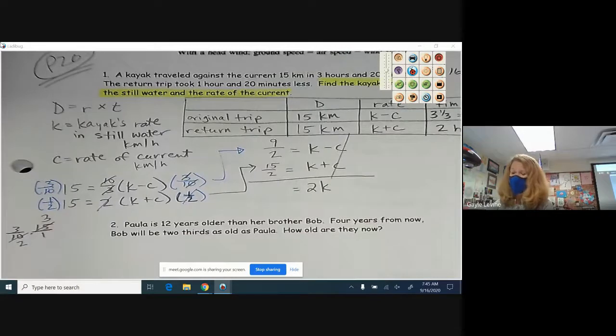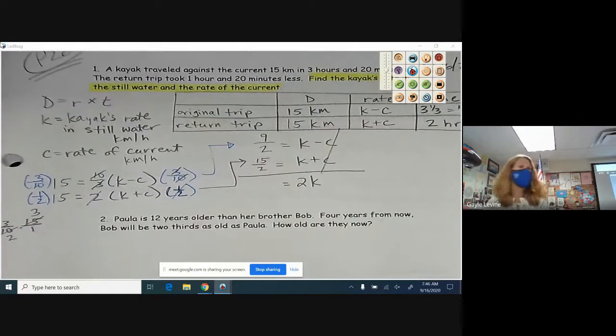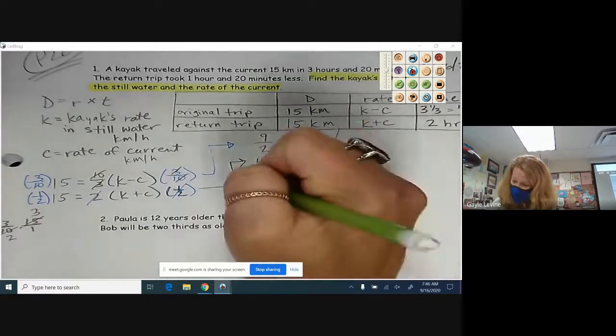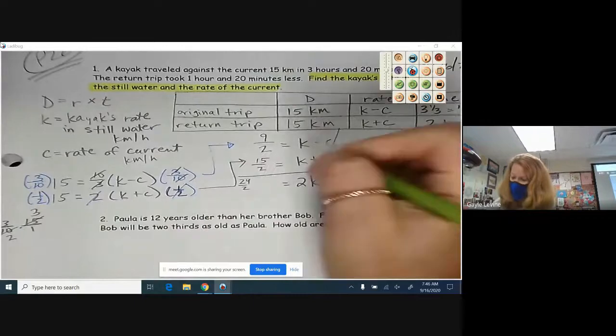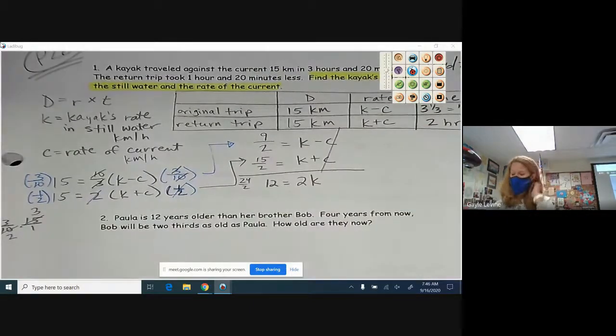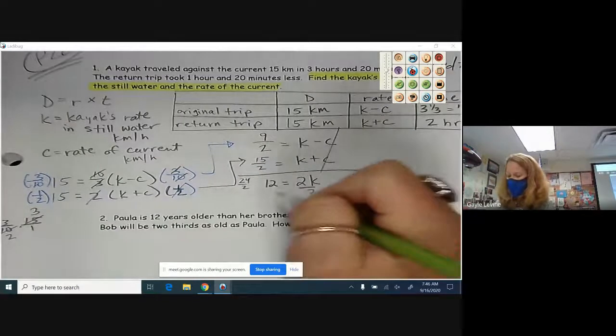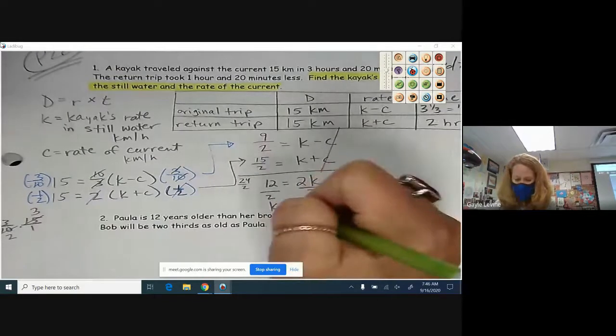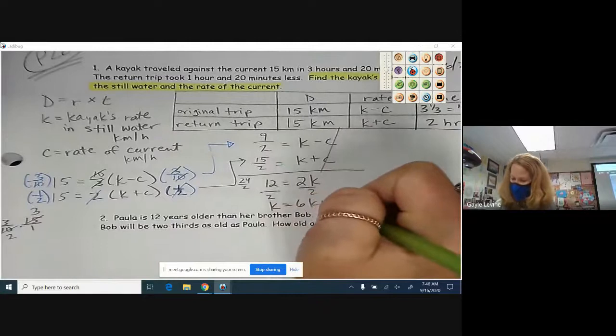And now I have 9 over 2 plus 15 over 2. So 9 over 2 plus 15 over 2 is going to become 24 over 2. Hopefully you know that that is 12. And now we really like the question because it's going to be significantly easier. So we're going to divide each side by 2. And K will equal 6 kilometers per hour.